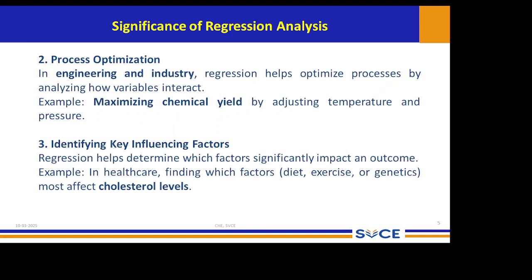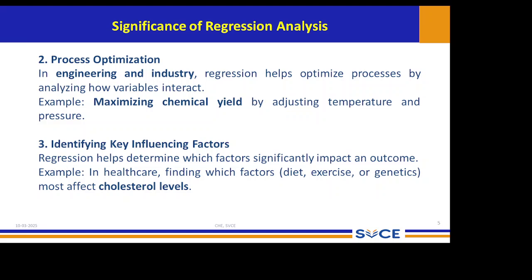The second one is process optimization. In engineering and industry, regression helps optimize the process by analyzing how variables interact. For example, maximizing the chemical yield by adjusting the temperature and pressure. Just now I told, right? Adjusting the temperature and pressure to improve the chemical yield is process optimization. Are temperature and pressure dependent or independent variables? They are independent variables. The dependent variable is the chemical yield. The dependent variable depends on the independent variable.